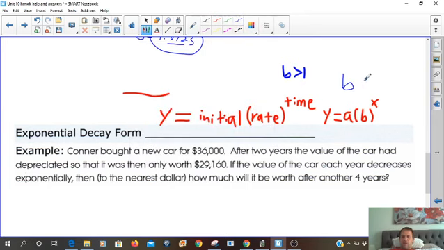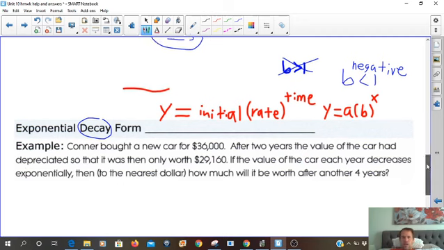So now your b value is going to be less than 1, right? So that's the exponential decay part. So it's going to basically be a negative number, right? Negative number. Cool. So let's give that a try. I think you've got one of those on your homework as well.